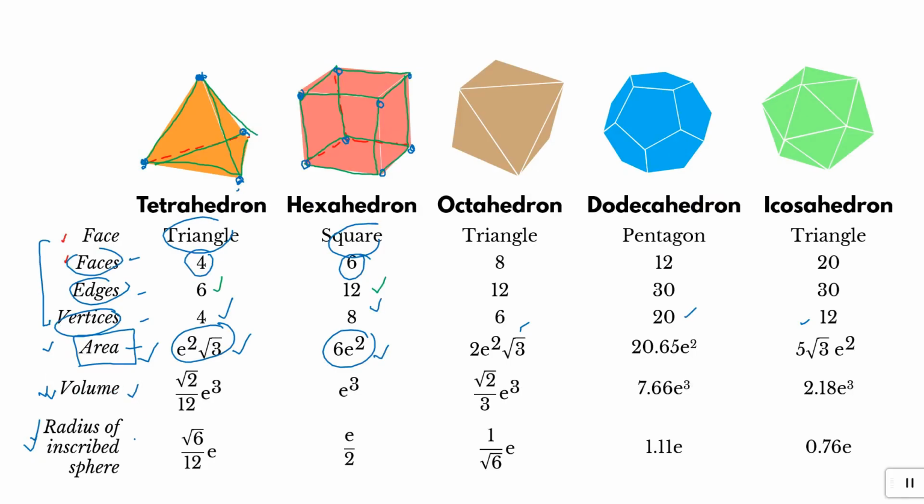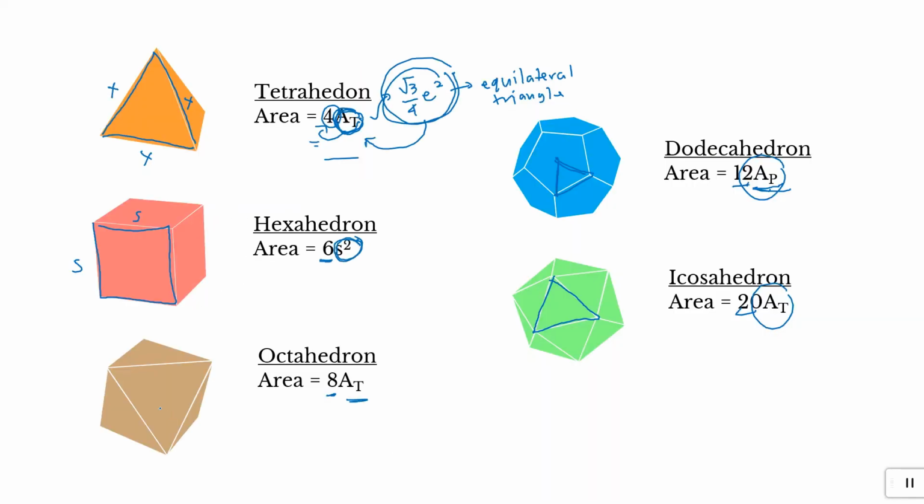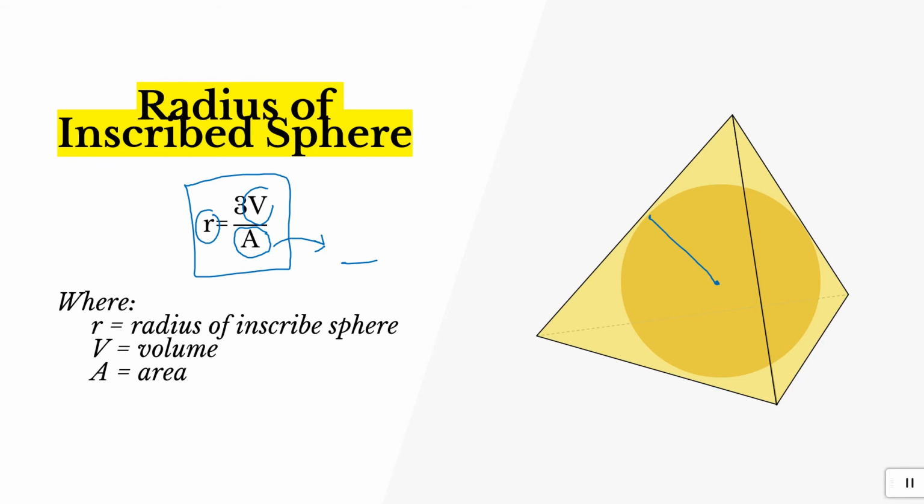How about the volume or the radius of the inscribed sphere? If you take the exam in the future, you will have to memorize it. So, between the two, choose which one you want to memorize, the volume or the radius of the inscribed sphere. Because if you memorize one of them, class, you can solve the other one too, without memorizing it, using this formula.